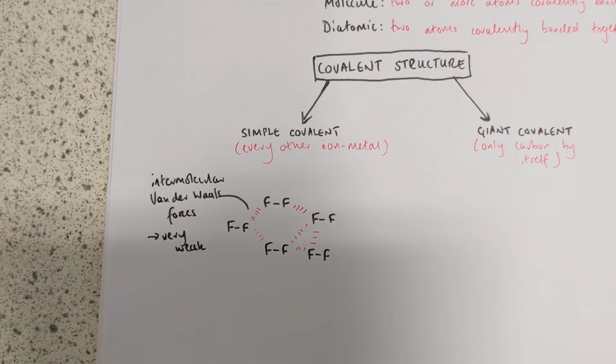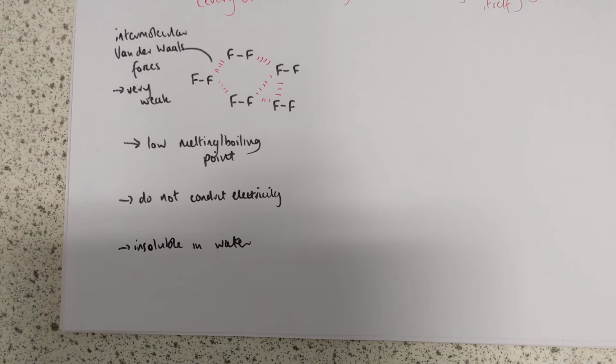So if that's the structure for simple covalent molecules like fluorine and oxygen and water, let's look at the properties you get as a result of that. There are 3 properties you need to know for these structures. The first property is that simple covalent structures have got low melting points and boiling points.